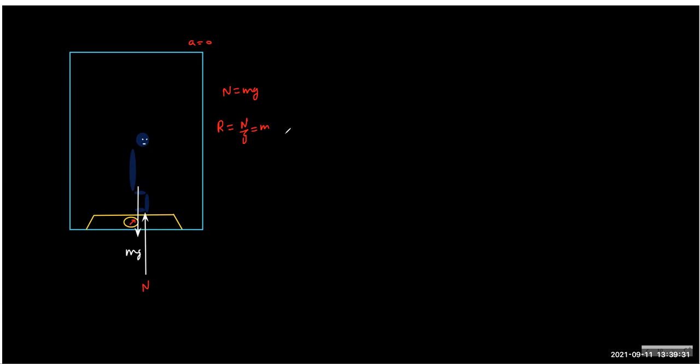What we need to understand is that if I mention that the reading of a weighing machine is 2 kilograms, then you can directly say that the normal is 2g. It does not mean you can say mass is 2g. The only thing you can say is that normal is 2 into g. So the reading only gives you the normal or the tension, depending on the device you are using, the spring balance or the weighing machine.